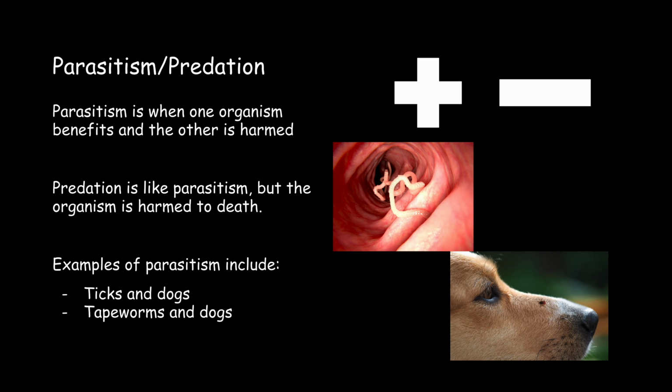Then we have parasitism? I don't know. And then we have predation. I'm going to put these together. I'm just going to call it parasitism. Okay, we got it. Parasitism is when one organism benefits and the other is harmed. Predation is kind of like parasitism. I cannot say that word for the life of me, guys. I apologize. But in predation, the organism is harmed to death.